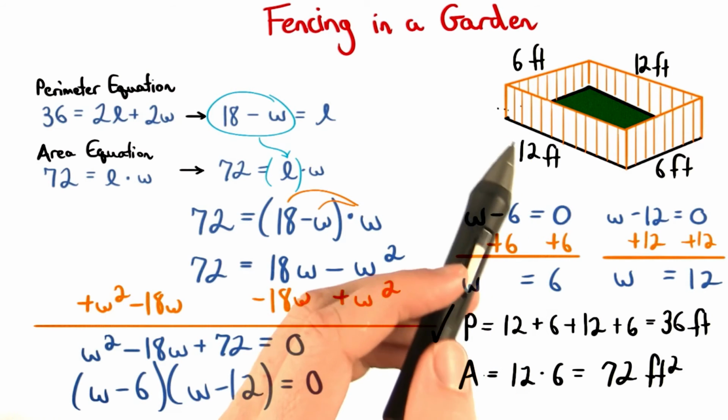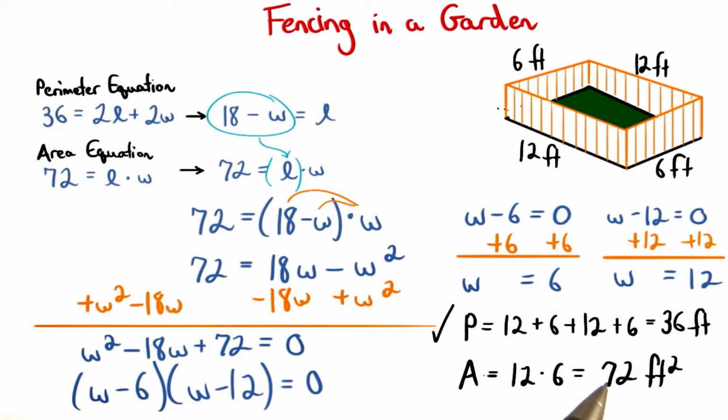For the area, we multiply 12 by 6 to get 72 feet squared. This also checks, which is great since 72 was the area of our garden originally.